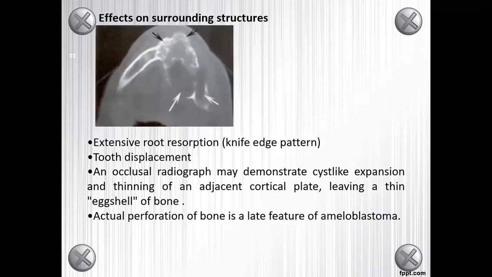Extensive root resorption, that's the typical appearance what you see in ameloblastoma, is knife edge pattern. So there is tooth displacement also seen, expansion is also seen, which also gives you an eggshell crackling like appearance. Actual perforation of the bone is a late feature of ameloblastoma.